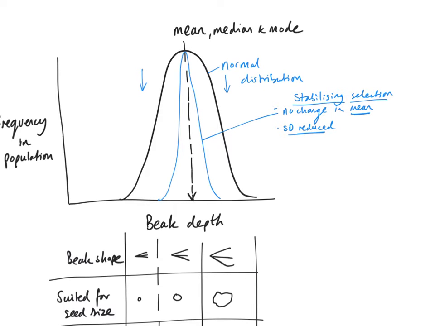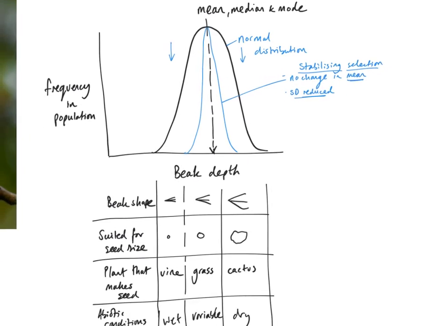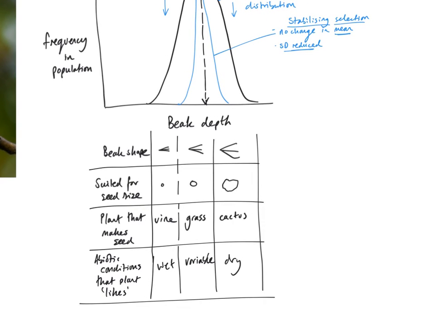However, let's go for the next 15 years. Let's assume that there's a massive drought, a drought that lasts for years. That can happen with all these El Nino effects and things like that. So if that was the case, then we're going to lose our small seeds, the vines that like it wet, and we're going to lose our grasses that like variable conditions. So only cacti are going to survive. Therefore, only these here, these with the larger beaks, are going to have the advantage.